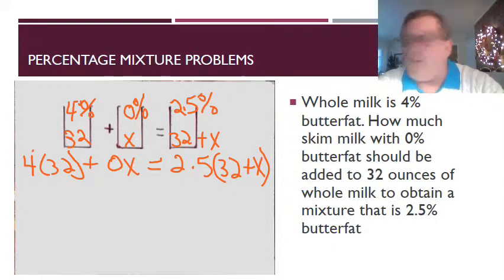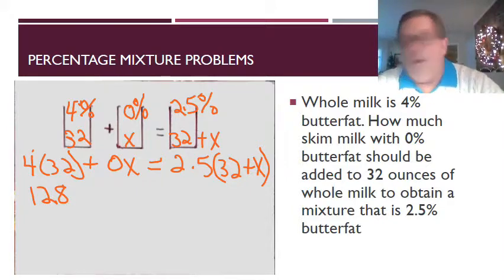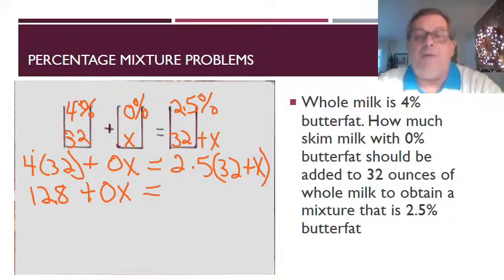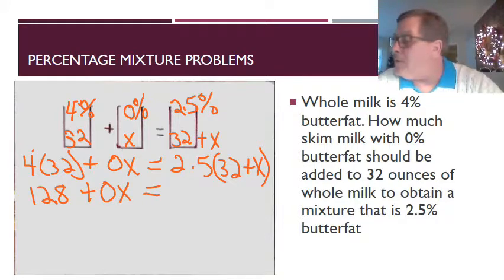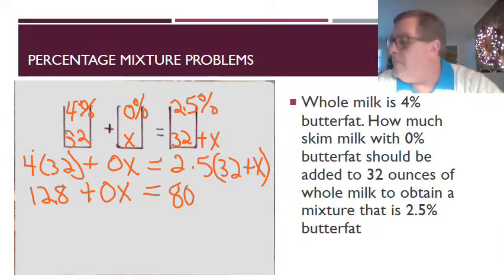Well, 4 times 32 is 128. And I'm going to go ahead and keep my 0x here just as a placeholder. I don't really have to have that. Now I'm going to distribute the 2.5 times the 32 and the x. And when I do distribution, I've got to distribute it against both of the terms inside the parentheses. So 2.5 times 32 is 80. And 2.5 times x is 2.5x.